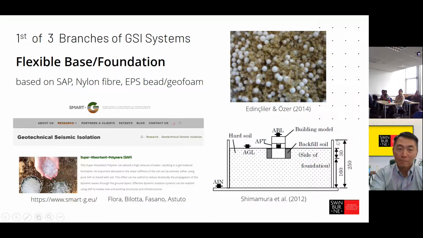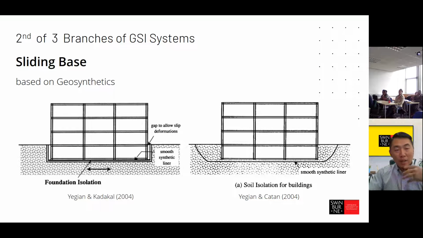And we have a group from Osaka, Japan, who are using nylon fiber for filling up the gap surrounding the building foundation. And then let's move on to the second branch of GSI system, and that is based on sliding.